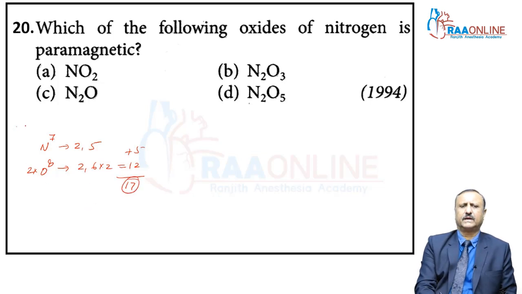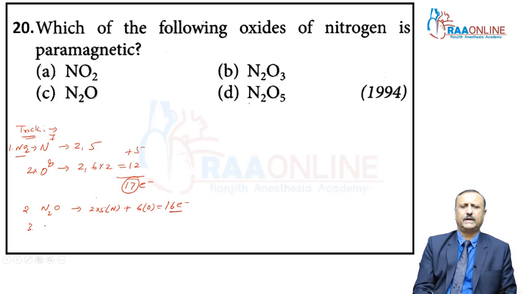My dear students, this is a trick to calculate the paramagnetic or diamagnetic nature. This is the NO2 molecule first. Now we can see N2O. Here nitrogen has 5 valence electrons, so 2 into 5 for nitrogen, plus for oxygen you get 6. So you get 16 electrons in total. Here NO2 total is 17 electrons.